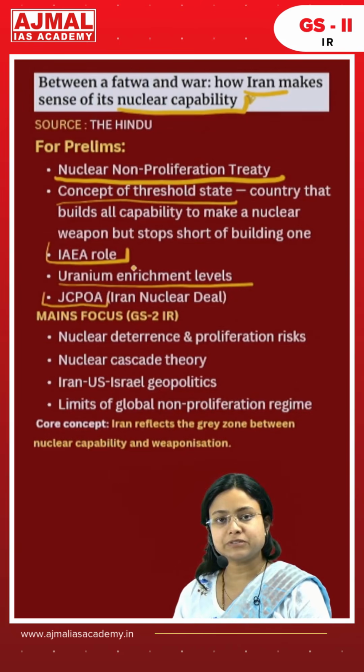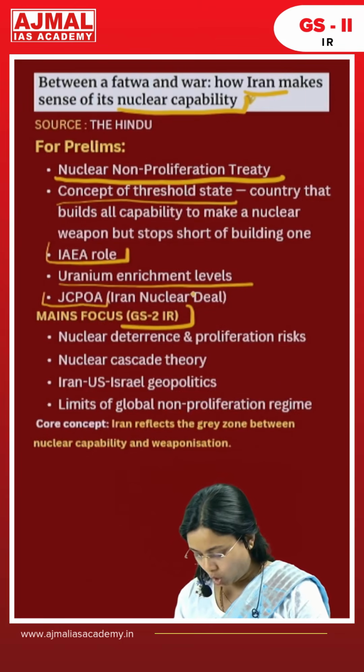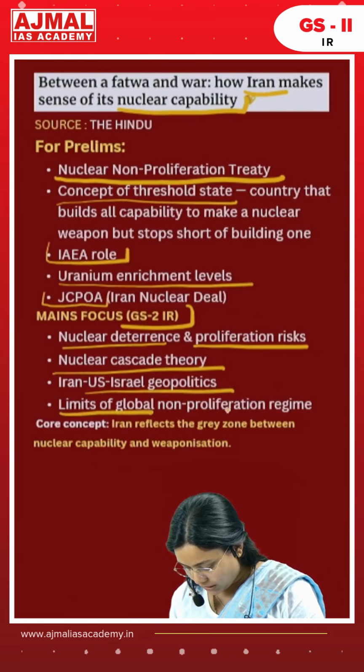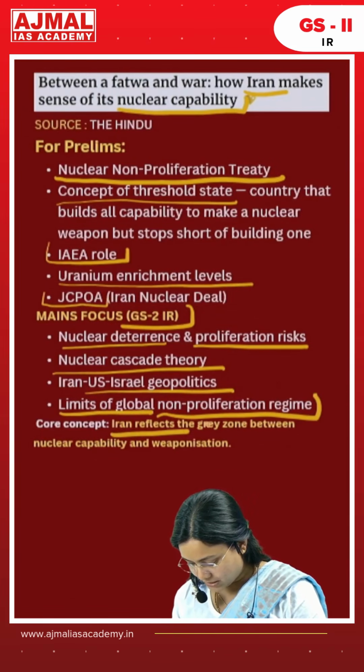From mains perspective, this article is important for GS2 IR, and it can be linked to the topic of nuclear deterrence and proliferation risk, nuclear cascade theory, Iran-US-Israel geopolitics, and the limits of the global non-proliferation regime. The core concept of this article is that Iran reflects the gray zone between nuclear capability and weaponization.